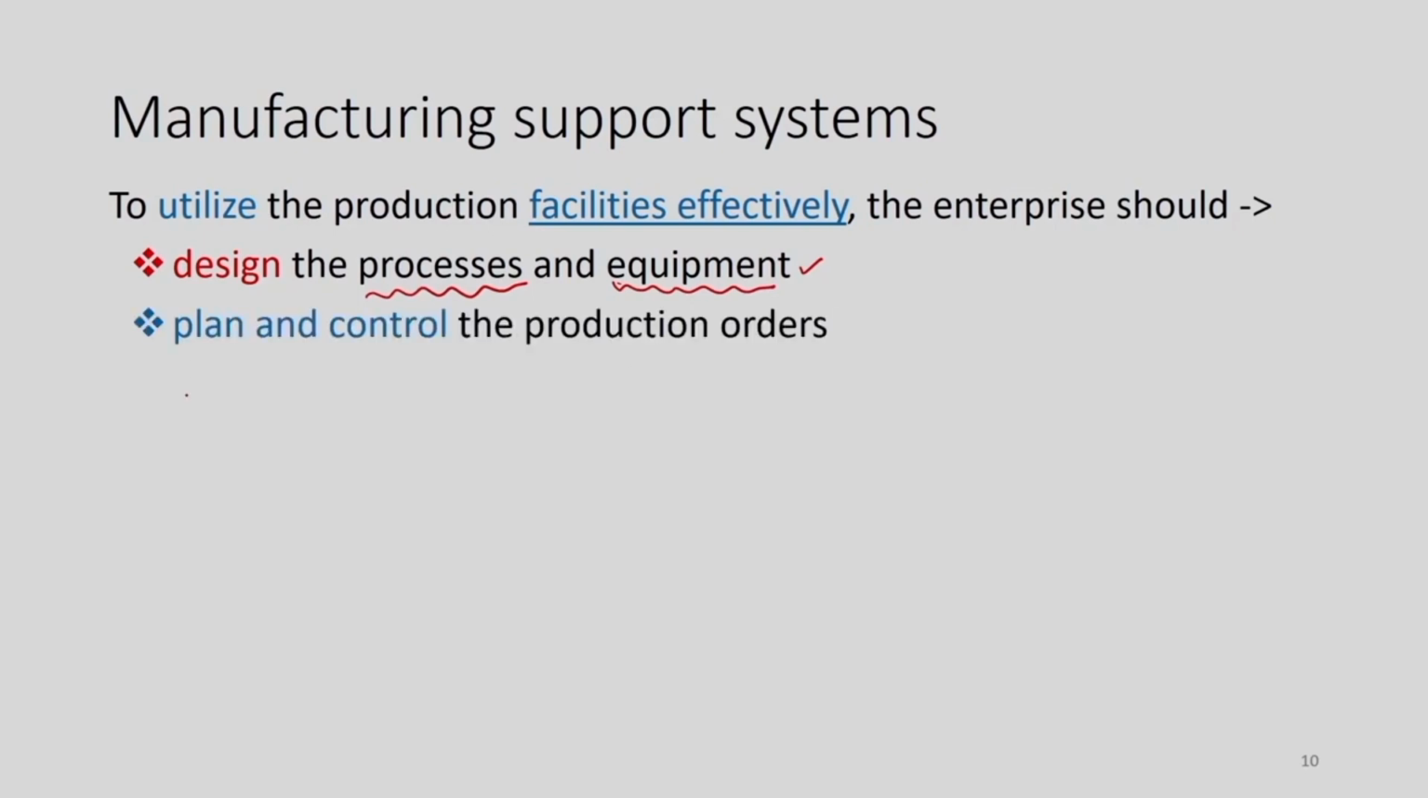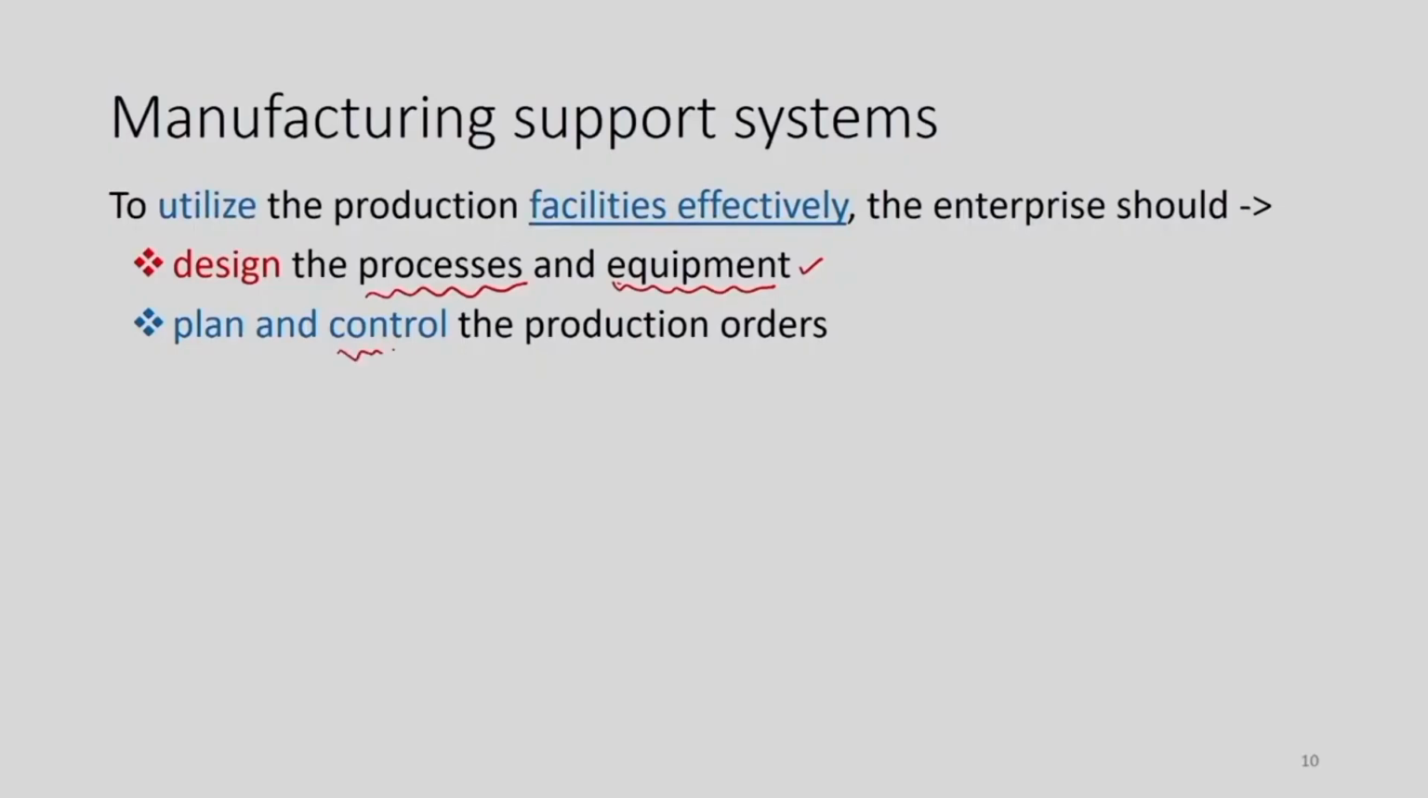Next, planning and controlling of the production orders. To plan means we have to decide the sequence of operations to be carried out in a logical way, and we have to ensure whether those operations are being carried out as per the plan. That is called the control of the operation. So, we have to decide the plan, and we have to even decide the strategy to control that production plan.